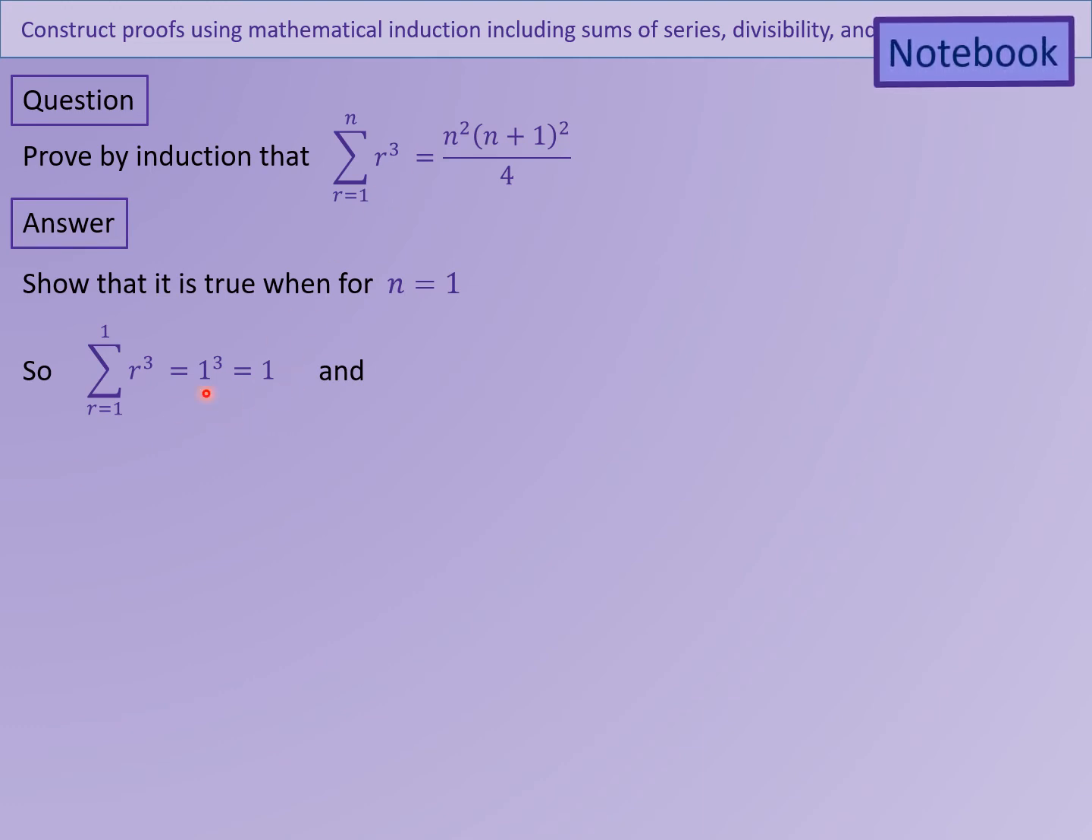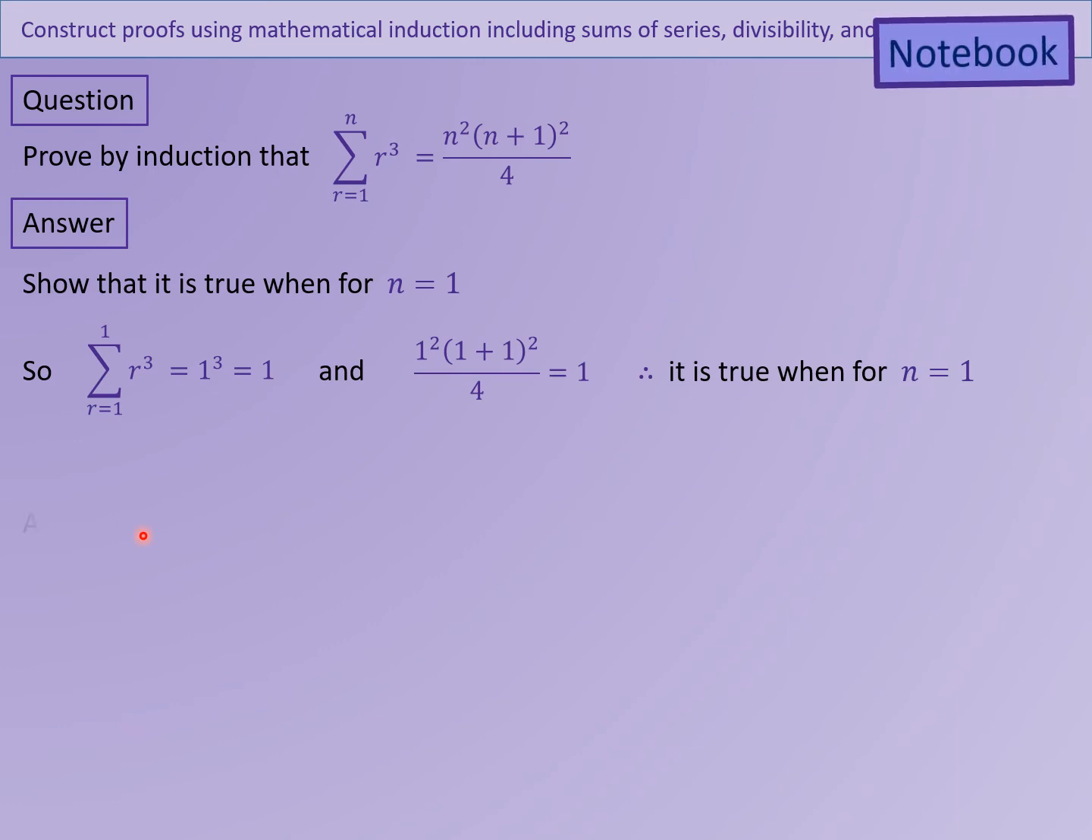We're then going to just substitute n equals 1 into the right-hand side and show that we get the same answer. Remember, the answer doesn't need to be 1, it should be the same as the answer here. So in this case, it is 1. So if we substitute 1 into the other side, we get the same answer. So we've then therefore shown that this result works in the n equals 1 case. So therefore, it's true for n equals 1.